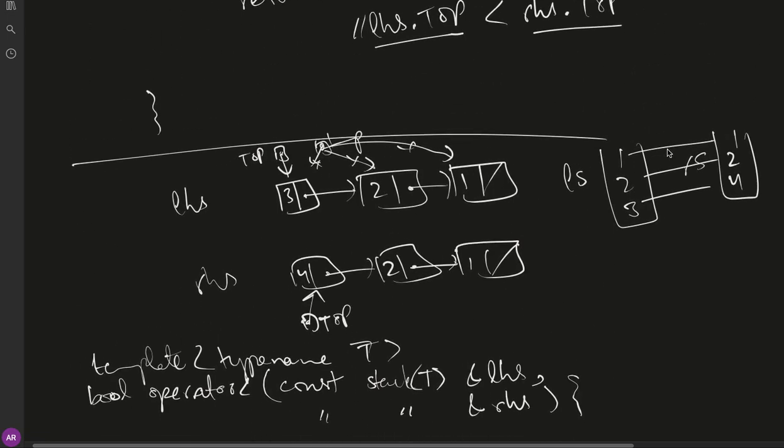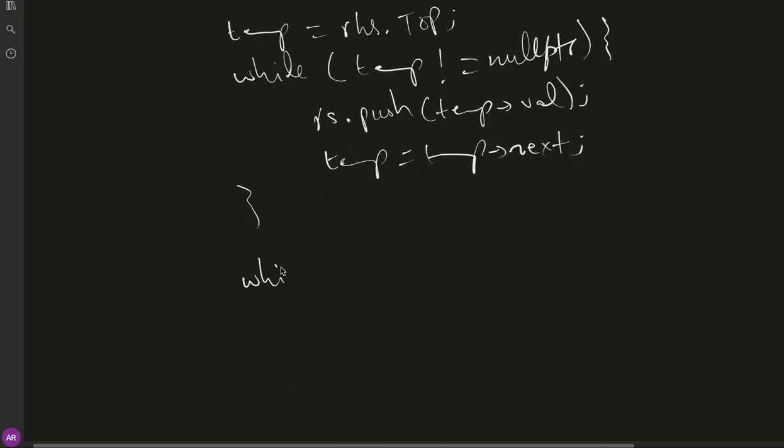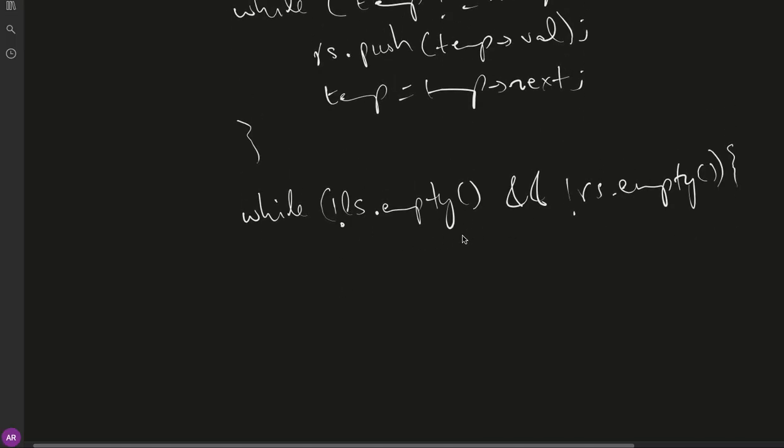Now we need to compare the values in both of these stacks. So now the stacks are reversed. We compare the tops. If they are the same, we move ahead, and we keep moving ahead until we reach either an inequality or the end of the stack. So we say that while the left stack is not empty and the right stack is not empty, we need to do the comparisons.